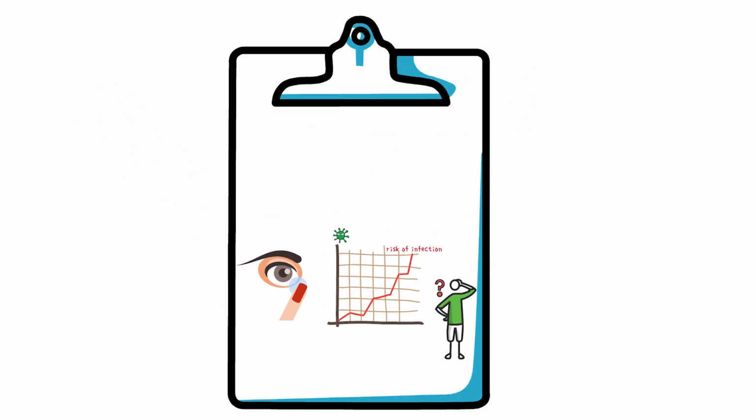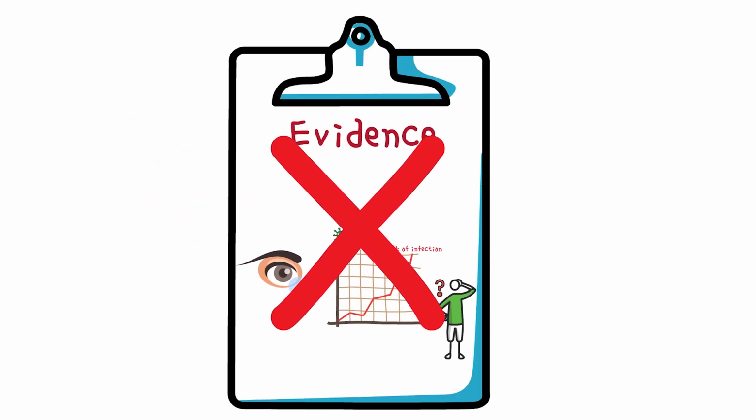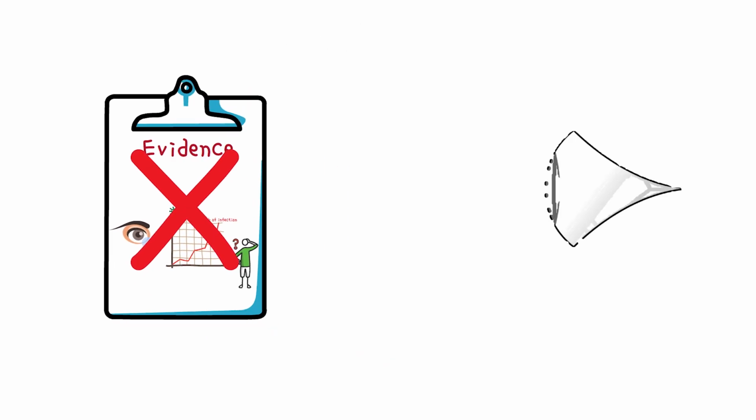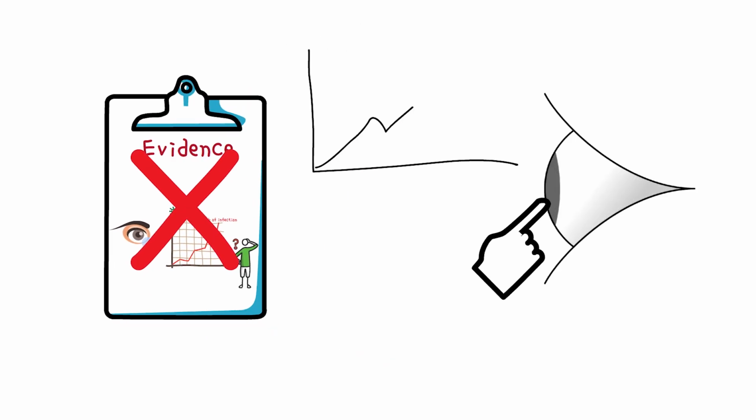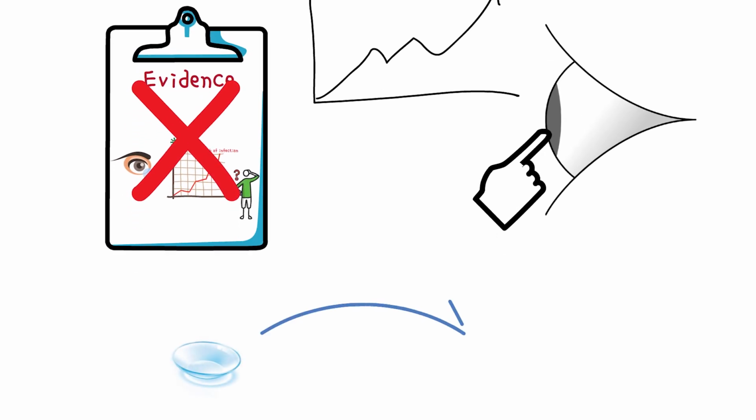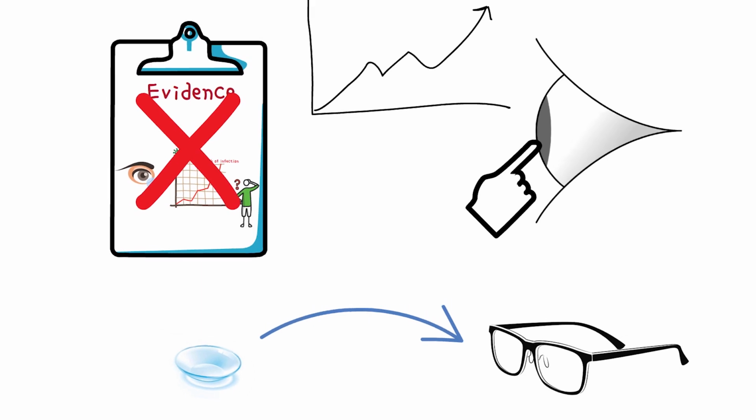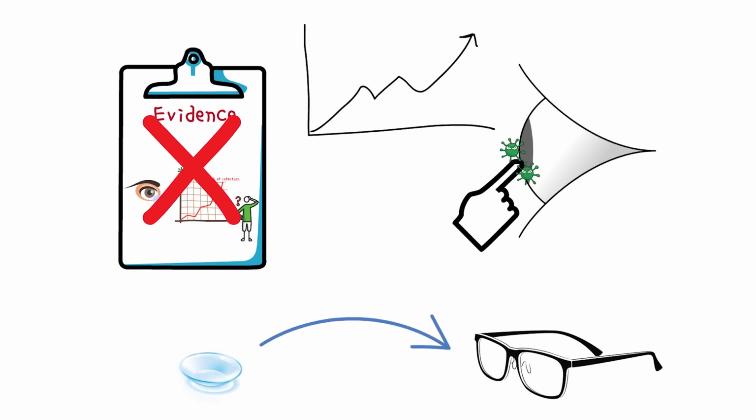Do contact lens wearers have a higher risk of infection? There is no evidence that wearing contact lenses increases your risk of infection. However, contact lens wearers touch their eyes more often than the average person. If you tend to touch or rub your eyes, it may be best to switch to glasses temporarily given the risk of transmission from rubbing without proper hand hygiene.